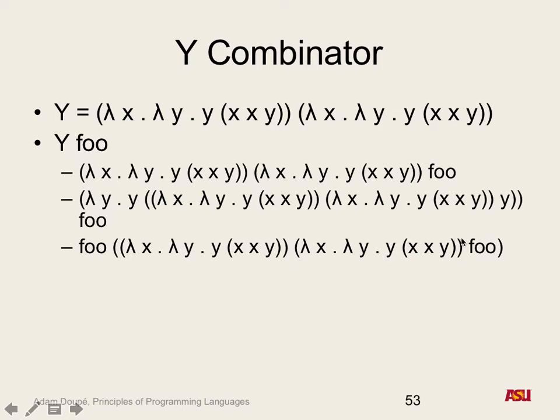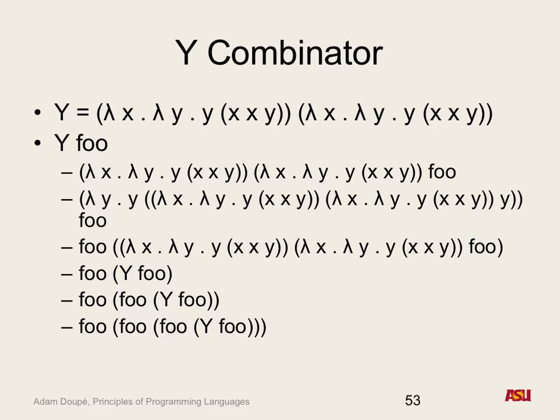But as we just saw, what is this part? So we have y foo. So we have foo applied to y foo. So then what would happen if we expanded this one again? We get the same thing. We get foo, foo, y foo. And then if we expand that y foo again, we get foo, foo, foo, y foo. And we can keep doing this forever.